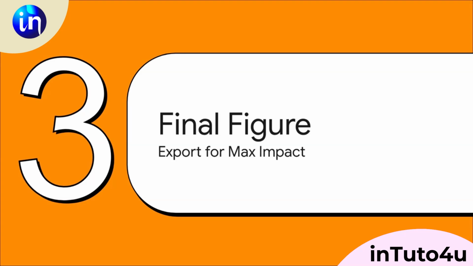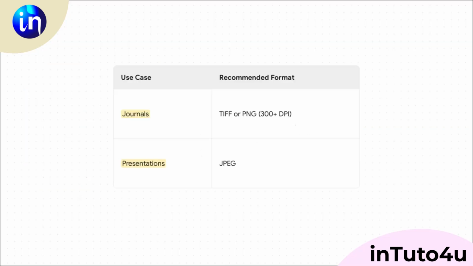All right, we have a beautiful, fully analyzed plot. We're on the home stretch. The last critical step is exporting your masterpiece so you can share it with the world. Getting it out of the software correctly is just as important as making it. Now, how you export really depends on where it's going. Think of it this way. If you're submitting to a journal, you need the absolute best quality. So you'll use a format like TIFF or PNG and make sure your resolution is 300 dpi or higher. If it's just for a PowerPoint or a website, a JPEG is totally fine. But a pro tip, always save that high-res version. You never know when you'll need it.